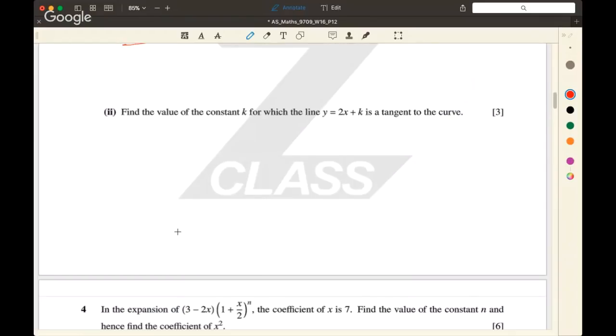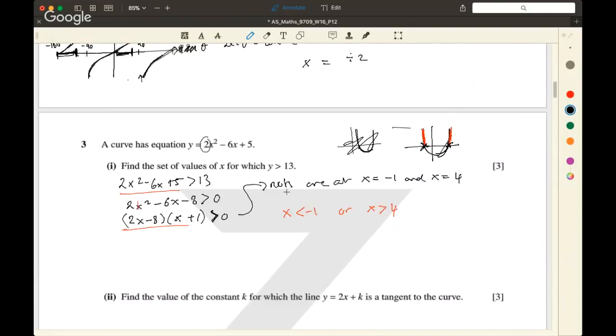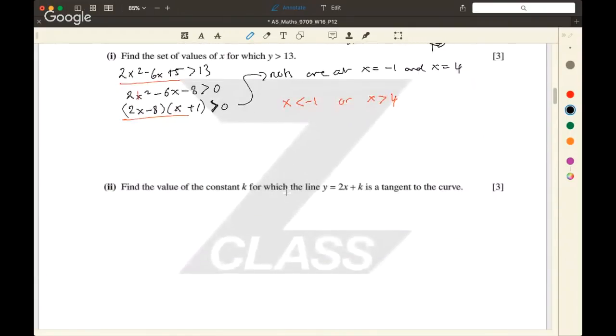Okay, find the value of the constant k for which this line is a tangent to the curve. So what does it mean to be tangent? Well, there's a couple of ways to do that, but let's say we're going to solve for the meeting point of these two lines. We're told that it's tangent, or that we want it to be tangent.